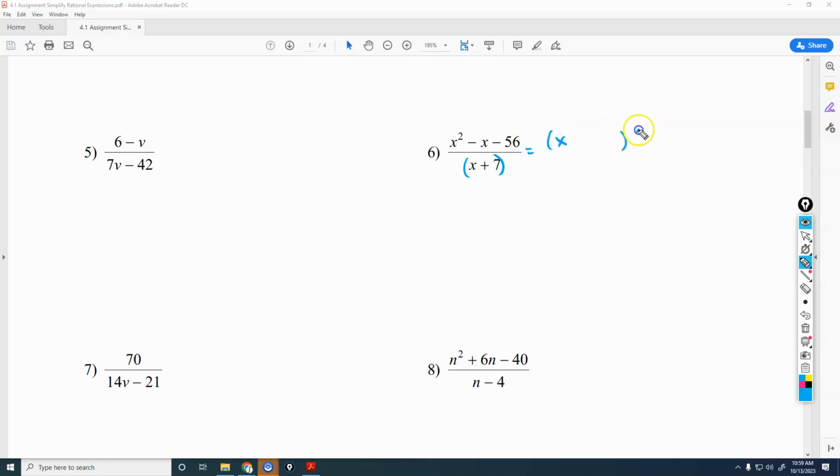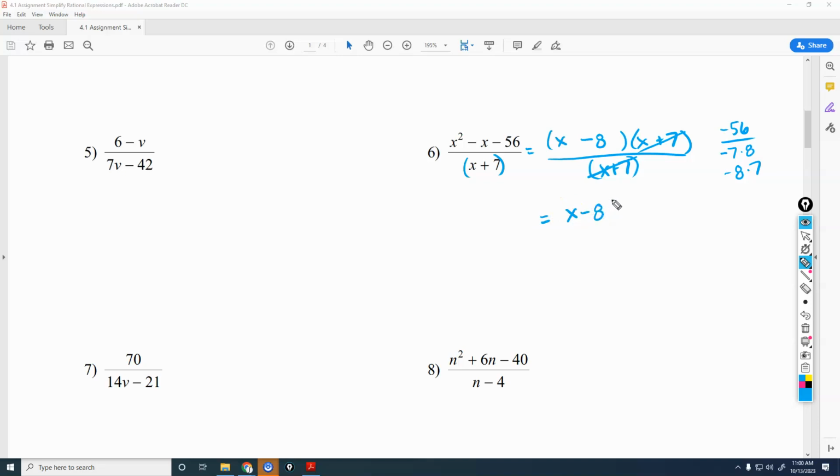So like this will be x, and x. We need to multiply to get negative 56. What numbers could I multiply to get negative 56? Negative 7 and 8, or the one I really need is negative 8 and 7, right, to get a negative 1 in the middle. So I have x minus 8, x plus 7, and I got this x plus 7 on the bottom. It doesn't have parentheses around it, but you could put parentheses around it, right? So the x plus 7's cancel. I end up with x minus 8.